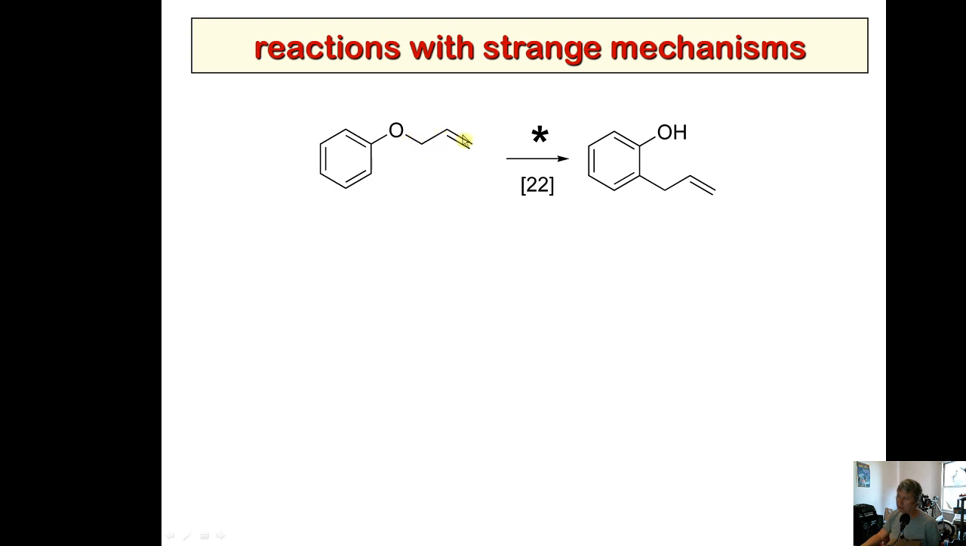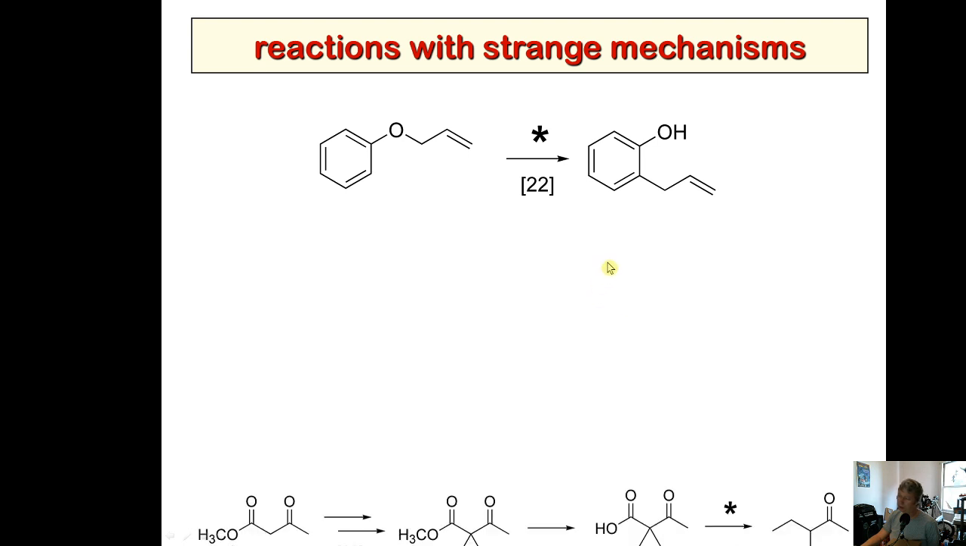So I think the idea was the allyl group, this 3-carbon piece, kind of wrapped down, and then the electrons kind of cycled around, and then you transferred the allyl group to the ortho position, and then it made a ketone, and then you have to review that in the notes.